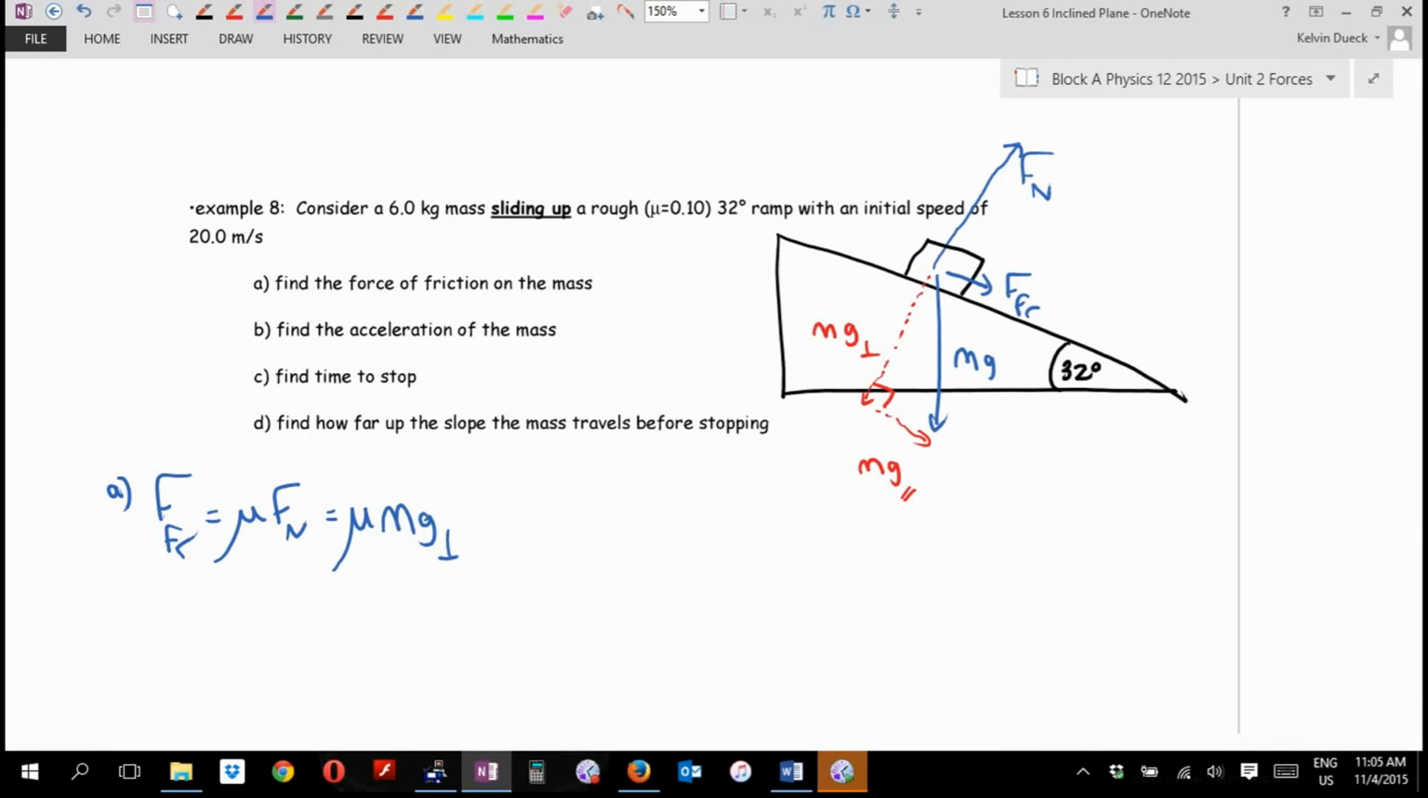If you blank on my way of remembering, you'll notice if you actually do the trig, if you say that angle and that angle are the same, and you label this, it is going to be adjacent, and hopefully that alone would make you say, oh, I think it's going to be cosine. So of course it is, right? Mu mg cos theta.